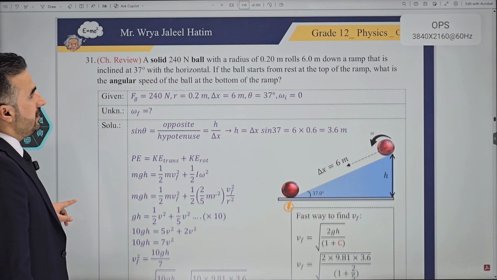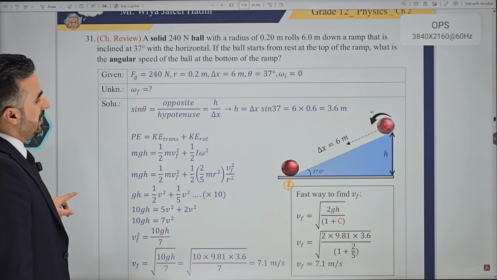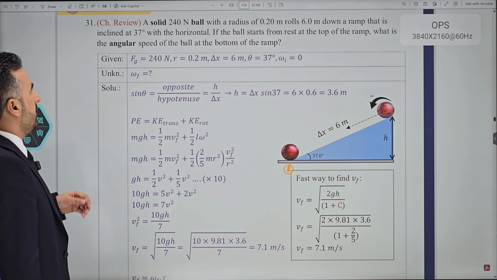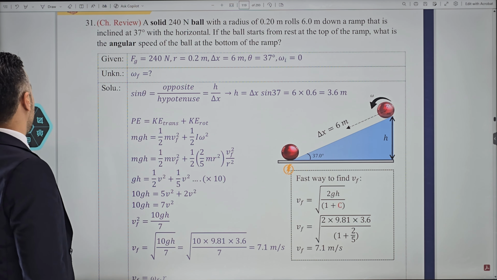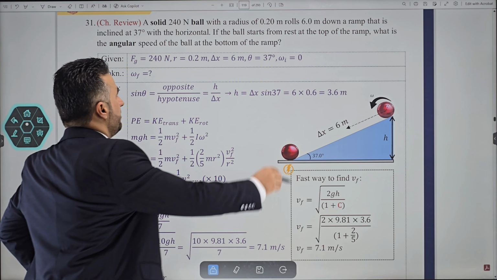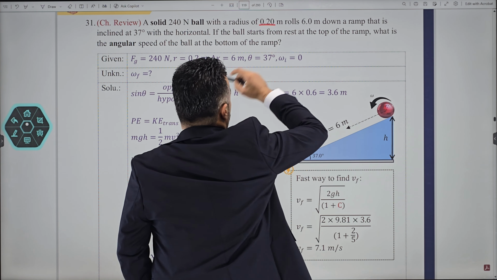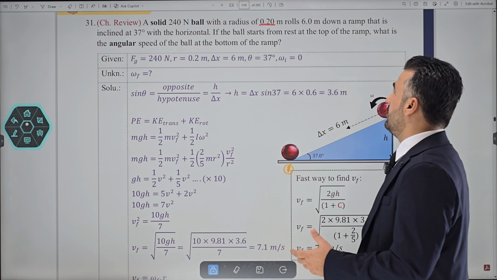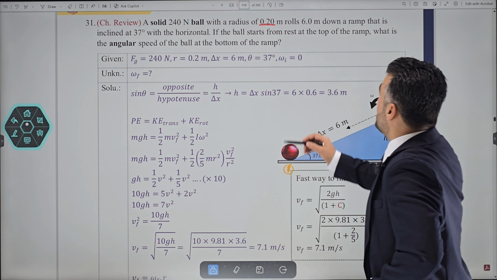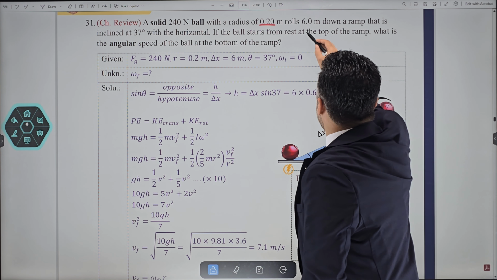All right. Now another question, where the height is also not given, says what? It says a solid 240 Newton ball, that is the weight of the ball, which we don't need at this point, with a radius of, here's a radius. We said you don't need the radius for translational speed, but if there are other requirements, maybe. We'll just have to look at what the question wants. It says roll 6 meter down a ramp. Once again, it says down a ramp here. That is along a ramp.